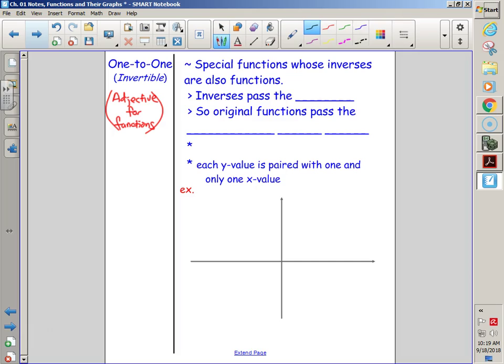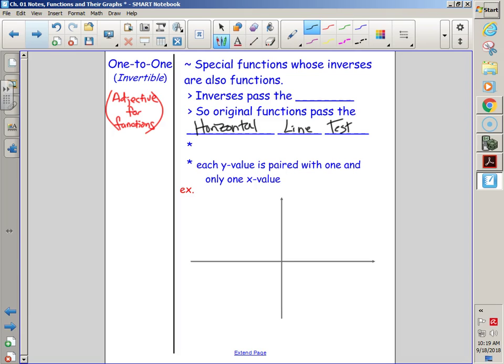it's not just going to pass the vertical line test. It's also going to pass the, think, everything switches. The x and the y's switch. The graph reflects over the y equals x line. So the vertical becomes the horizontal. Vertical line test: each x paired with one and only one y, that's to make a function. Horizontal line test, that's to make it invertible.